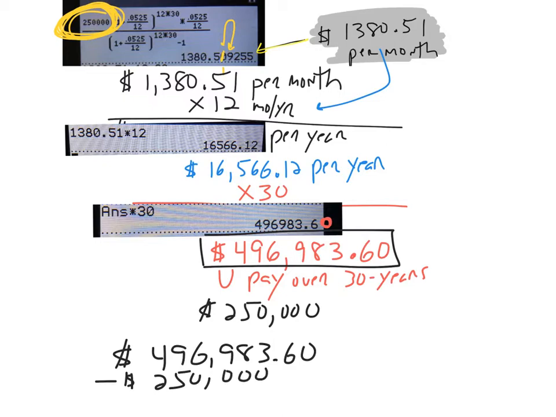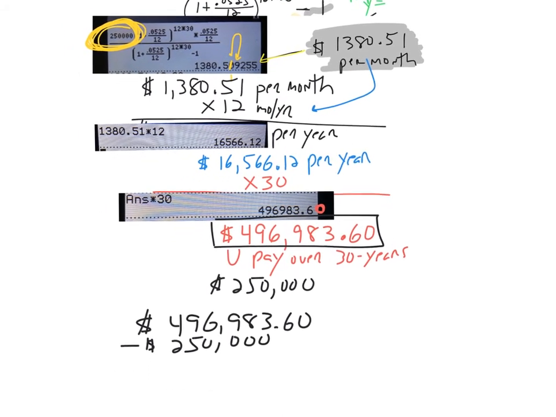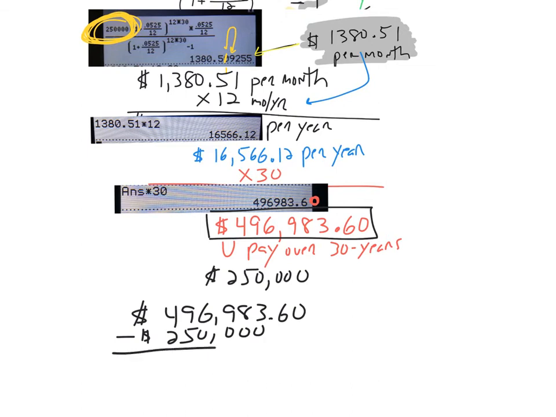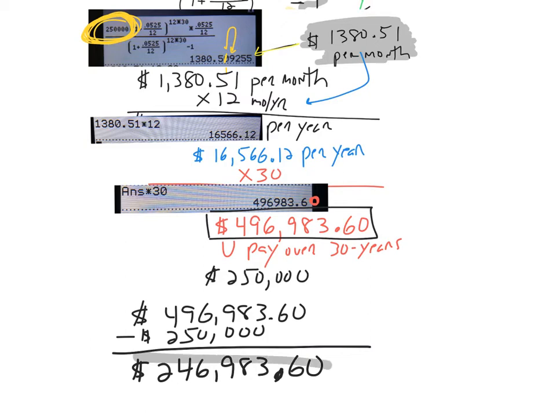So this is what you do. You take your monthly payment, multiply it by 12, and then by 30, and then you subtract how much money you mortgaged. So here you're paying the bank back $246,983.60. That's how much in interest you're paying. That's how much extra you're paying the bank.